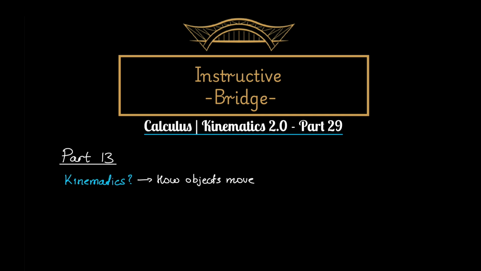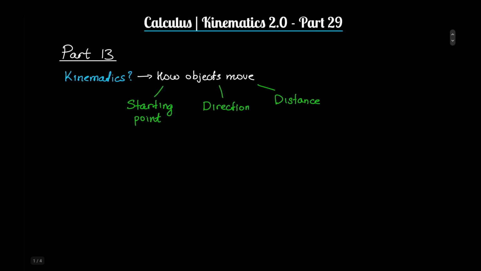Firstly, kinematics is the study of how objects move, and there are three primary components that are vital. We always have to consider a starting point. Of course, we also need to know the direction that the object is moving towards. And lastly, we also need to know the distance. So this, in short, is basically what kinematics is about.